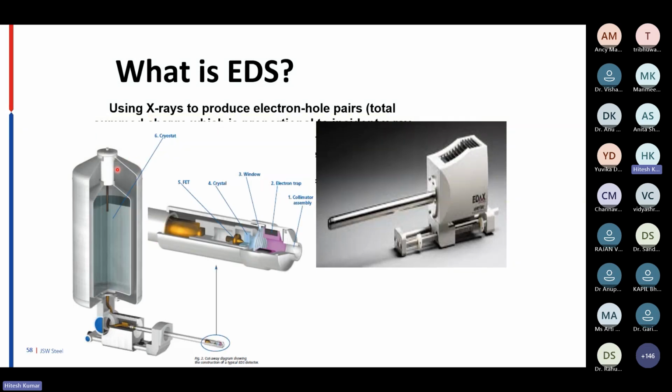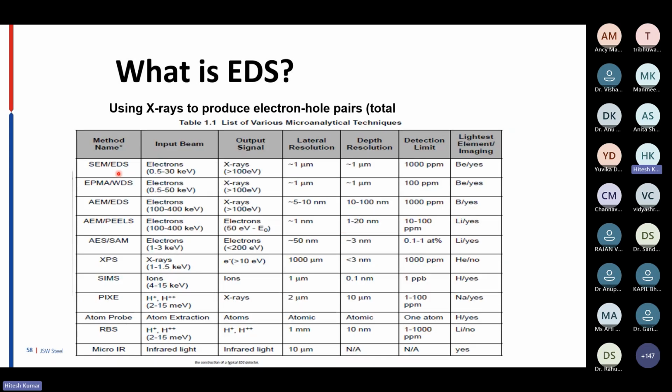This is one of the oldest EDS, which basically has a cryostat. During my time at PSU, we used to put liquid nitrogen in the cryostat, and then we had a collimator assembly, electron trap, window, and crystal. Those kinds of components will be there. So this is basically used for elemental analysis.